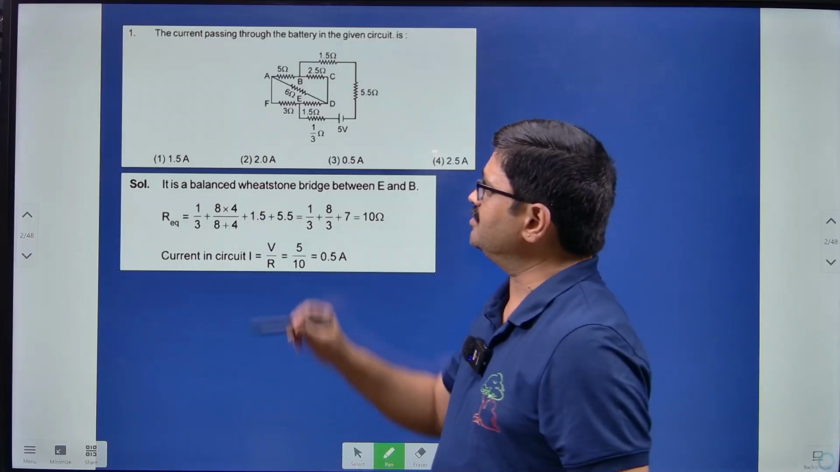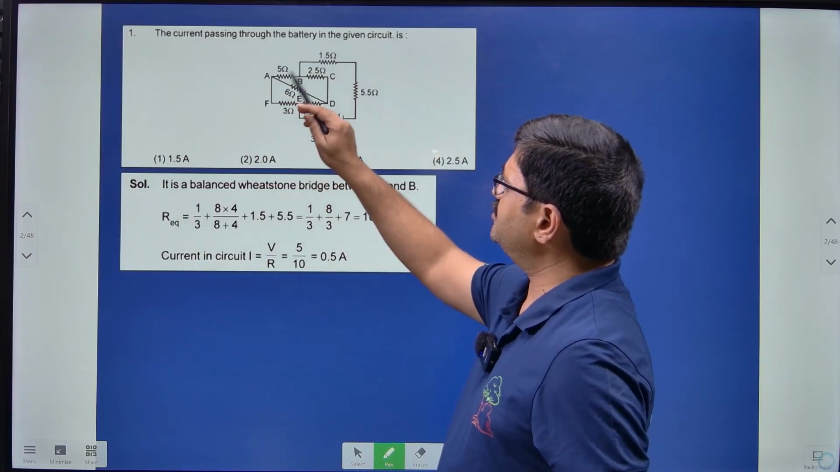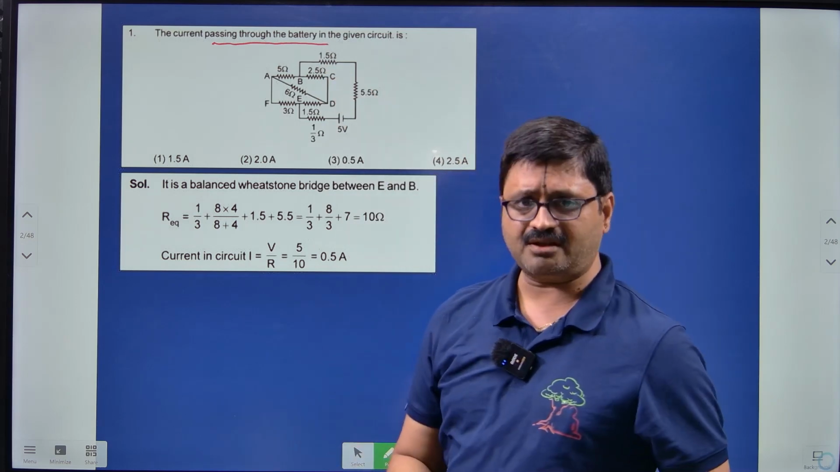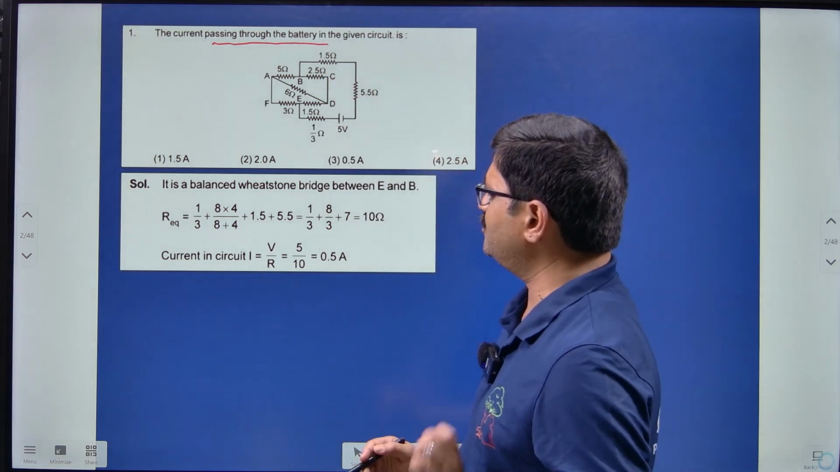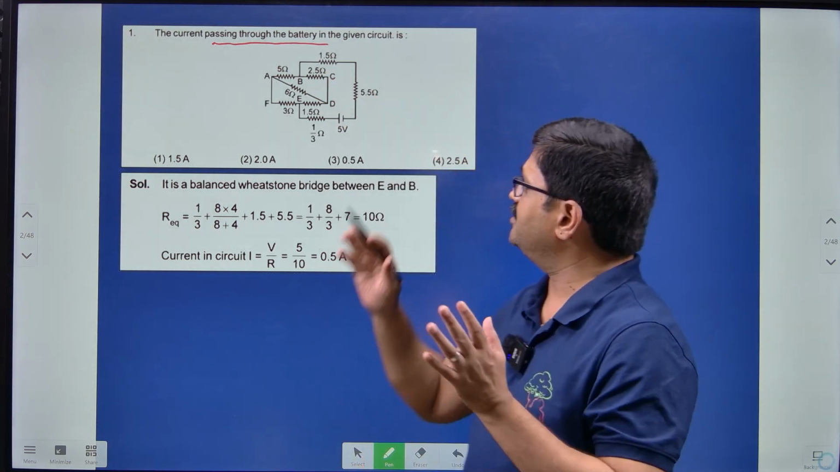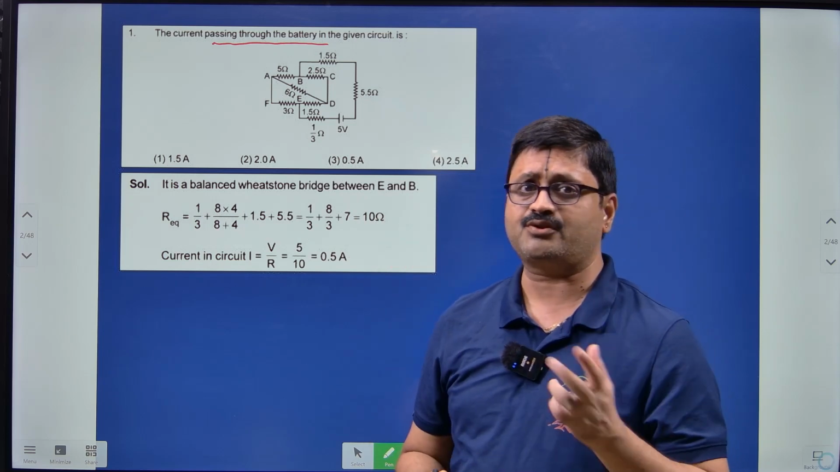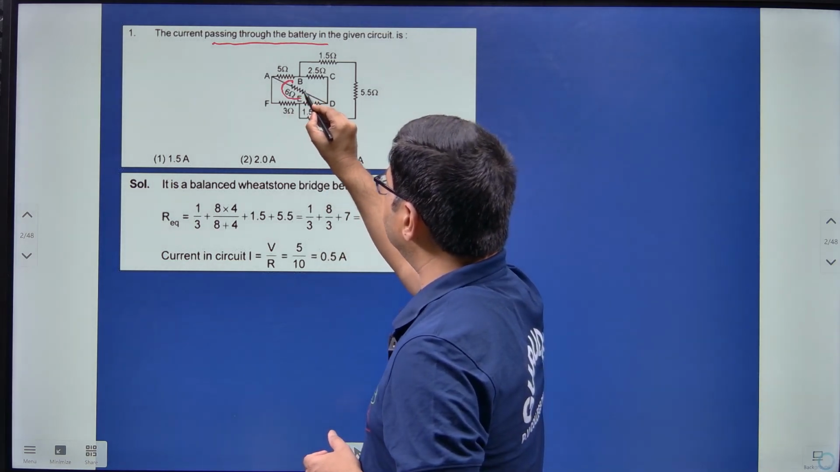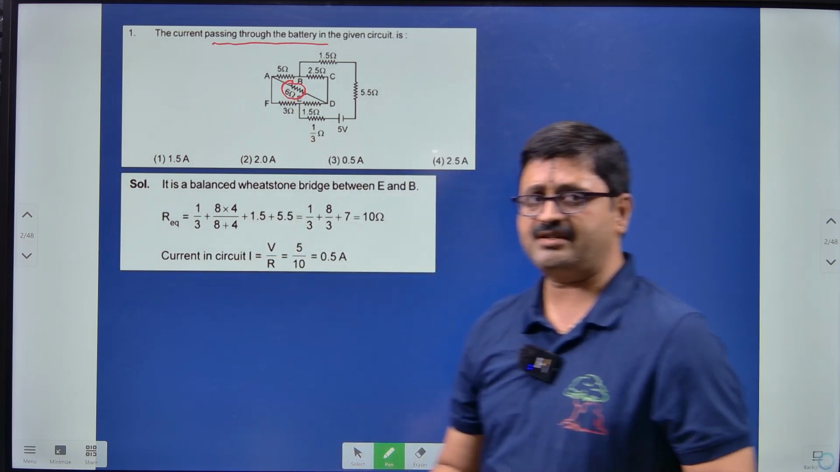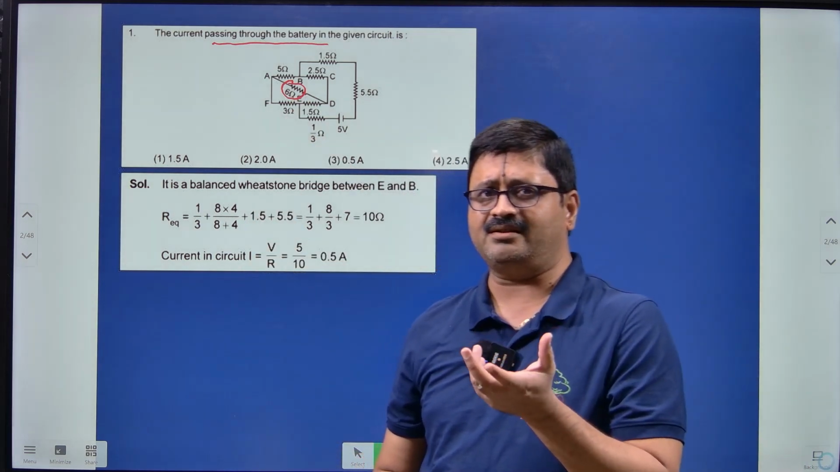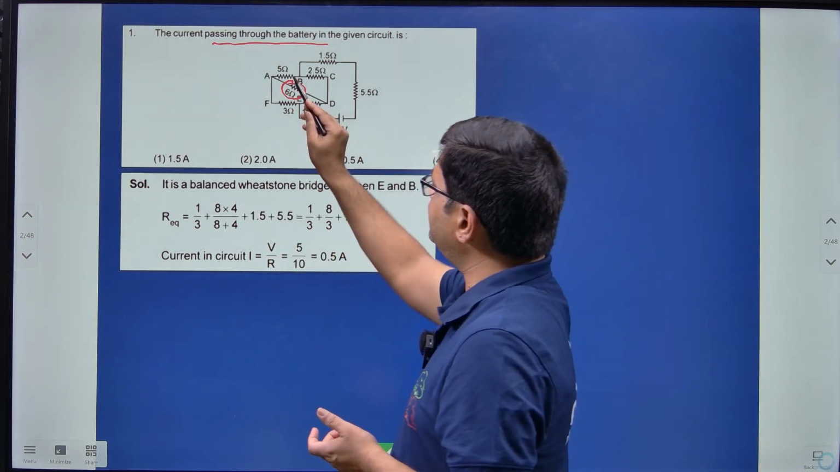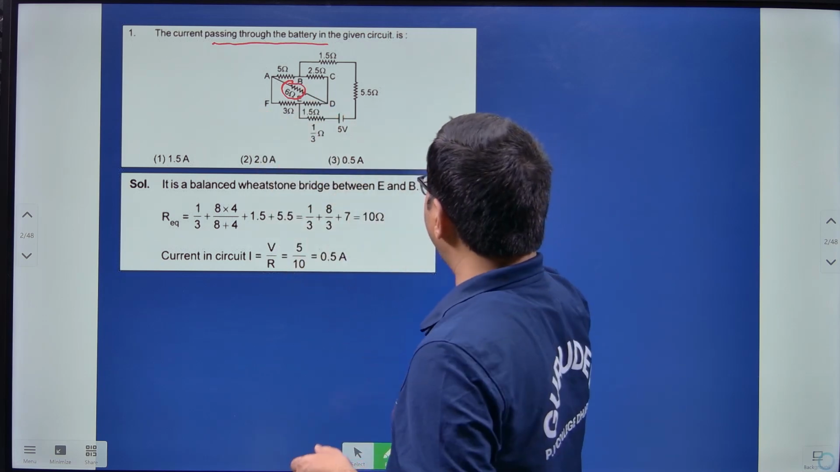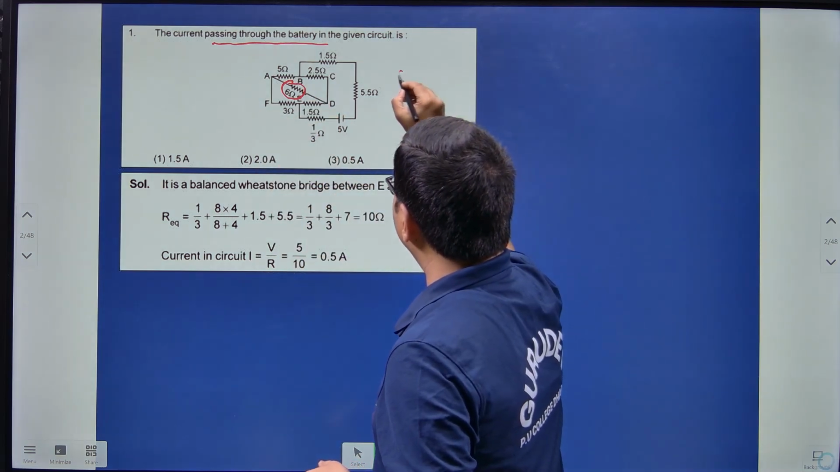In the first question, it is given that we should find the current passing through the battery in the given circuit. You can clearly note that this given circuit is a balanced Wheatstone bridge, so there will be no current flowing through the 6 ohm. If 6 ohm does not carry current, then 5 and 3 are in series, so 5 plus 3 becomes 8.